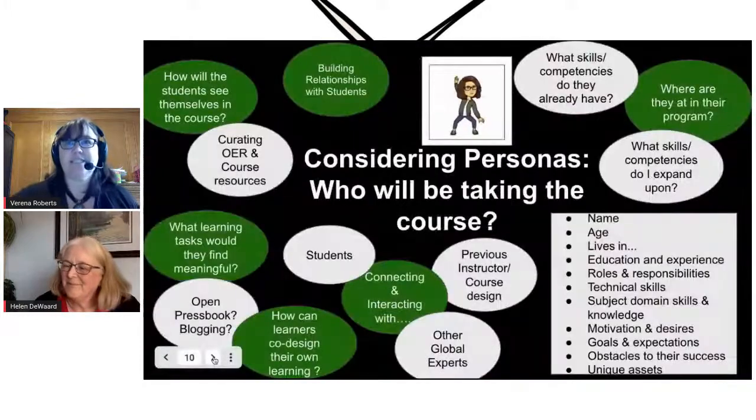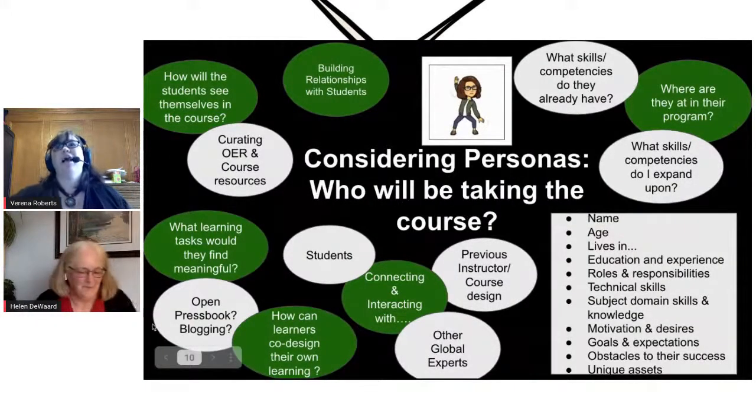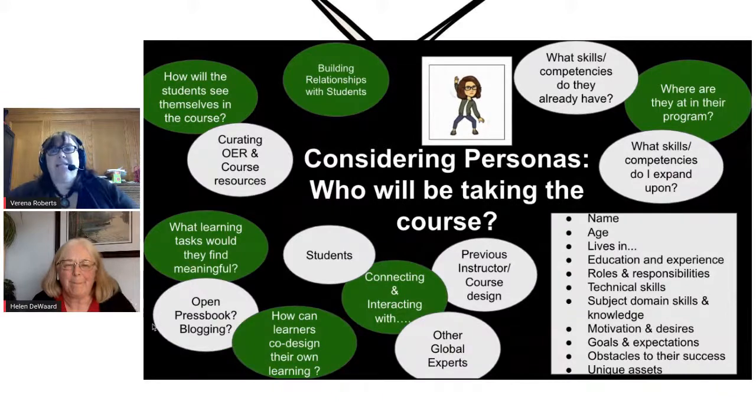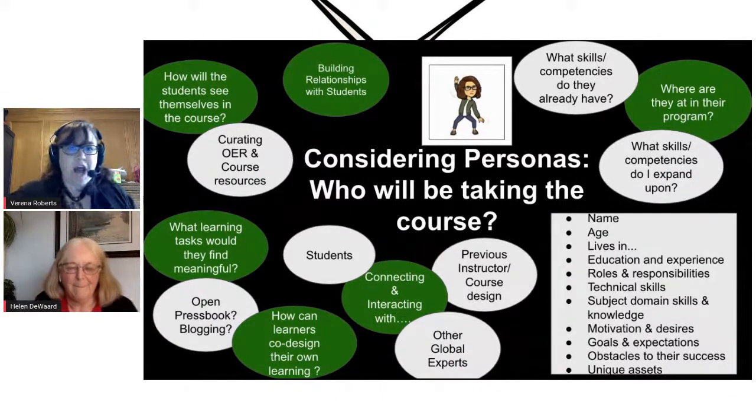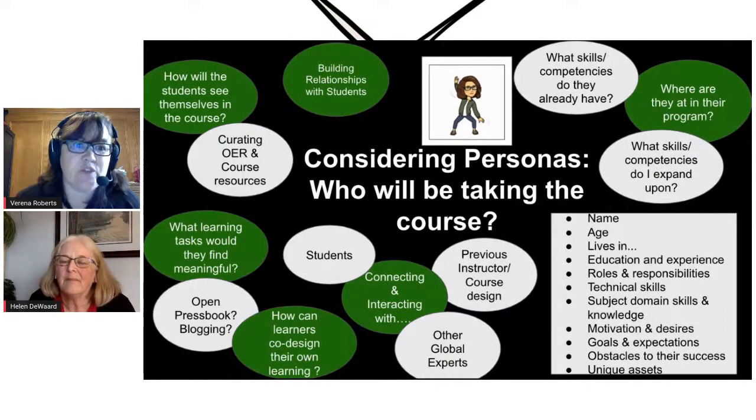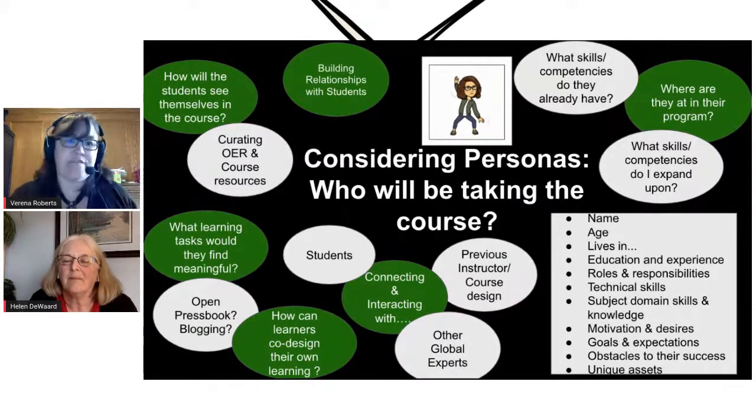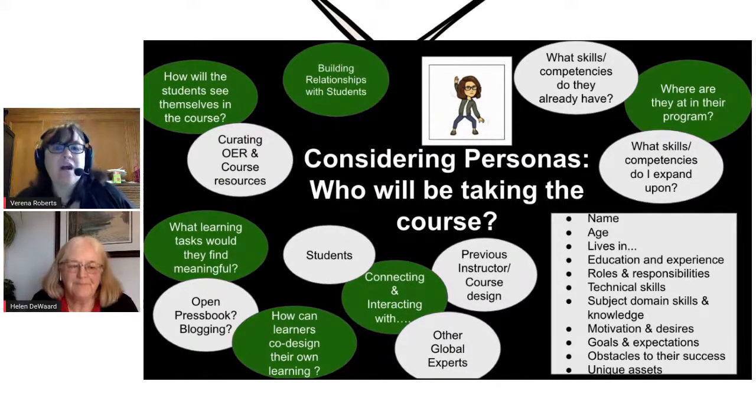Now, the following slide is just a quick example of how I set up my EdTech ethics course. So I instantly think about who will be taking the course. You'll see I ask myself questions like, how will the students see themselves in the course? What kind of resources can I use to ensure that they instantly feel that they're a part? How do I build those relationships? Where are they in their program, so I understand their skills and competencies?